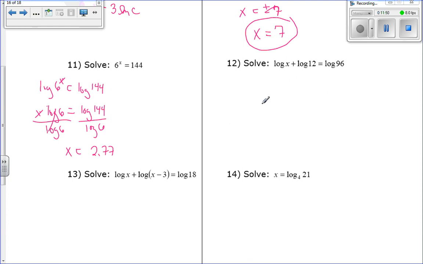For number 12, we are adding logs, which means I can multiply. So I have the log of 12x equals the log of 96. Two logs equal to each other, so I can set the arguments equal to each other. So 12x equals 96. Divide both sides by 12. So x equals 8.